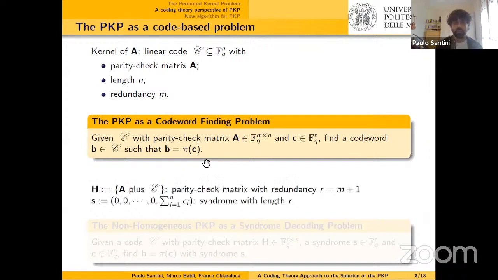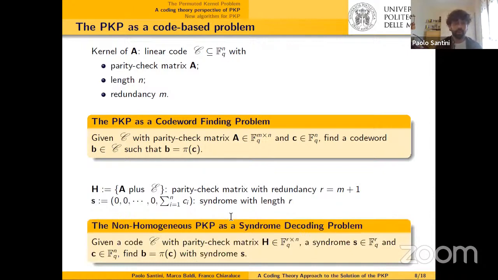Also, we can translate the non-homogeneous PKP into a code-based problem. To do this, it is enough to define the vector S as a syndrome, so that the non-homogeneous PKP basically asks to find a vector B having syndrome equal to S. And clearly, we will focus on the non-homogeneous PKP because it is easier. I mean, we have an additional equation, so we have more constraints on the solution. Solving the non-homogeneous version is somehow easier.